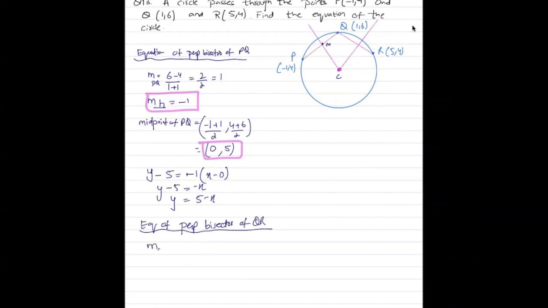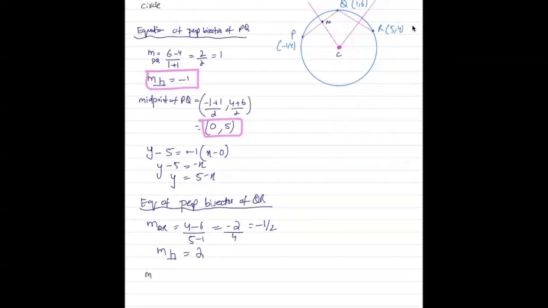So first you are going to find the gradient of QR, y2 minus y1 over x2 minus x1. So that's going to be -1 upon 2. So what is going to be the gradient of the perpendicular bisector of QR? That will be 2. Now what is going to be the midpoint of QR?